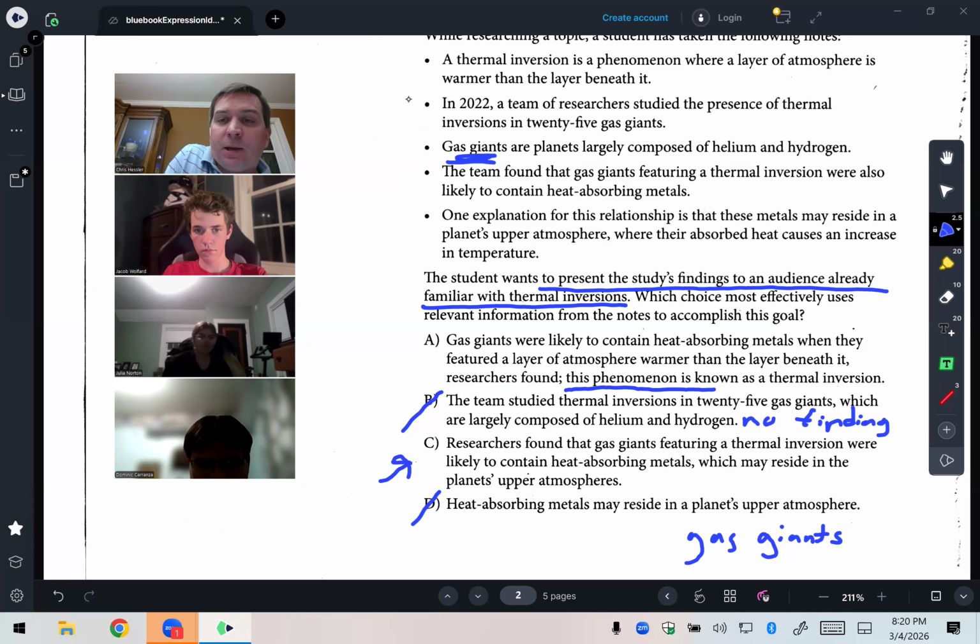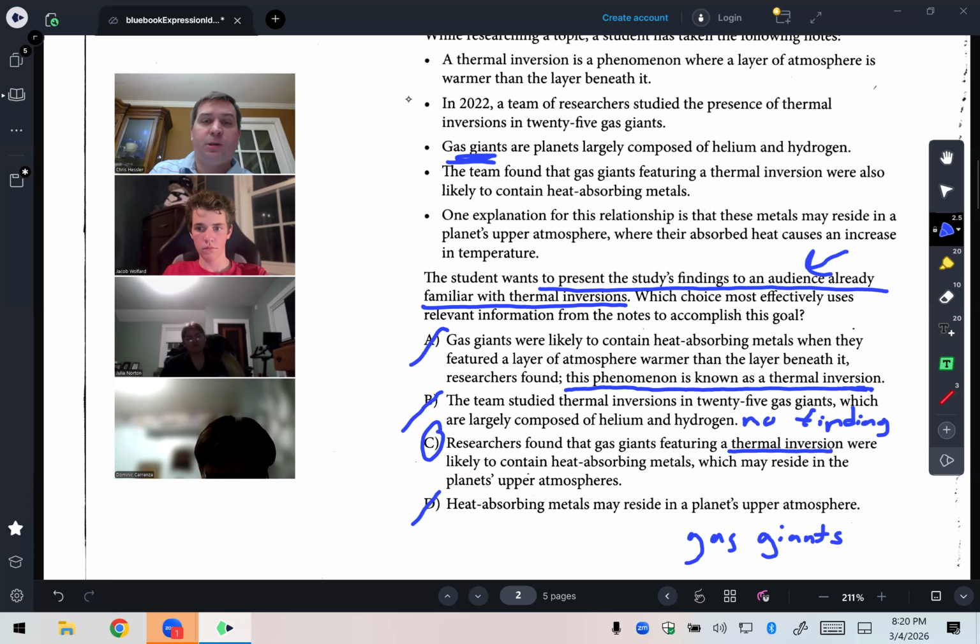Why are we explaining what a thermal inversion is to an audience already familiar with what a thermal inversion is? I wouldn't need to explain what a thermal inversion is to this audience, and C doesn't bother. It just mentions that it's a thermal inversion.